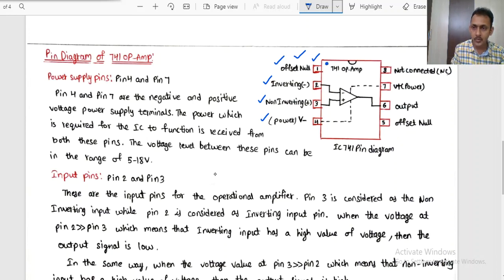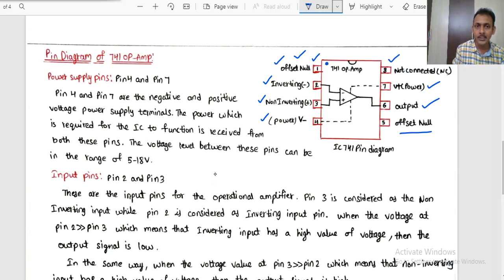Similarly, the fifth pin is also called the offset or null pin, the sixth pin is the output pin, and the seventh pin is the positive of the power supply that is required to drive this op amp. The eighth pin is an extra pin, which is not connected at all, NC, not connected pin.